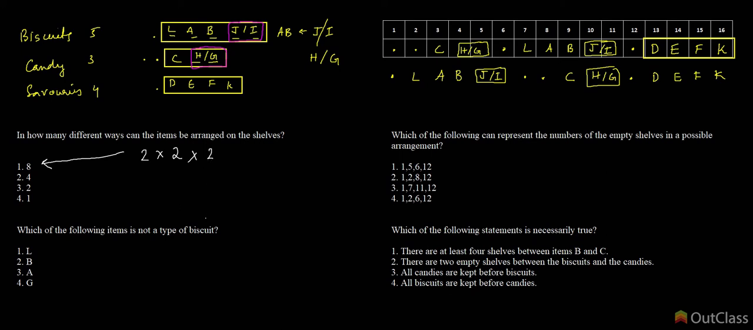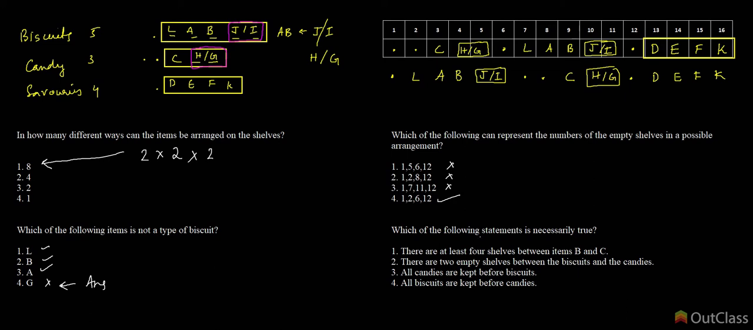The second question is, which of the following items is not a biscuit? We have L, A, B, J, I. L is a biscuit, A is a biscuit, B is a biscuit, G is not a biscuit. Answer is G. Third question, which of the following can represent the numbers of the empty shelves? So we have two options, 1, 2, 6 and 12, which is already there, and the other option is 1, 7, 8 and 12, which is not there. So the other options are wrong. 1, 2, 6, 12 is the answer.